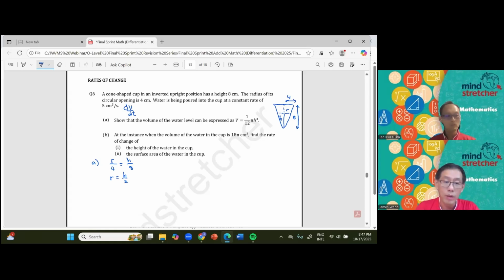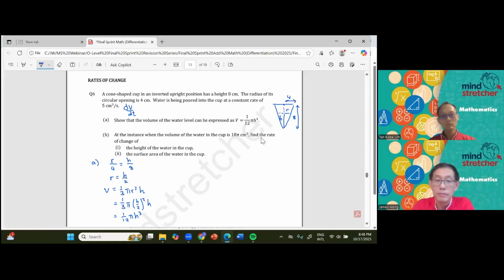So every one of us will be very familiar that to find the volume of my cone, it will be 1/3 pi R squared H. Okay, but now because I know my R is equal to H over 2, I can replace my R with H. So this will be H over 2 squared times pi times H. So with that, I can simplify to 1 over 12 pi H cubed. Okay, so I've shown part A.